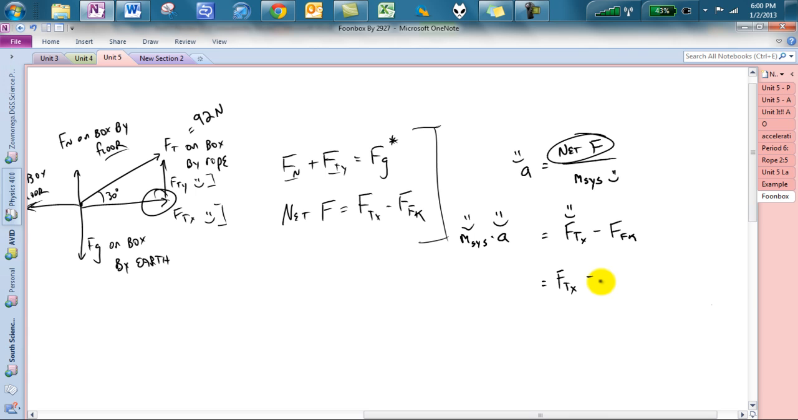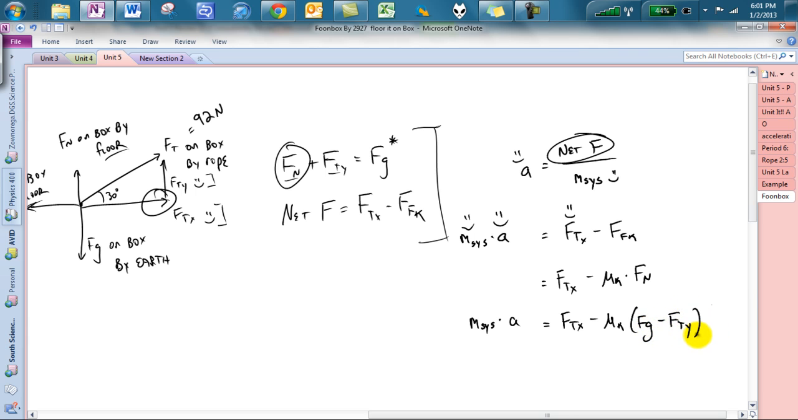FFK in this example is equal to, using our equation, mu sub k times Fn. And I know Fn, hey, look back here, I know Fn is equal to Fg minus Fty, so I'm going to run that substitution now too. So we have mass system times acceleration is equal to Ftx minus mu k, and Fn is now going to be rewritten, and I put this in parentheses because it is one term here. It is going to be rewritten as Fg minus Fty.